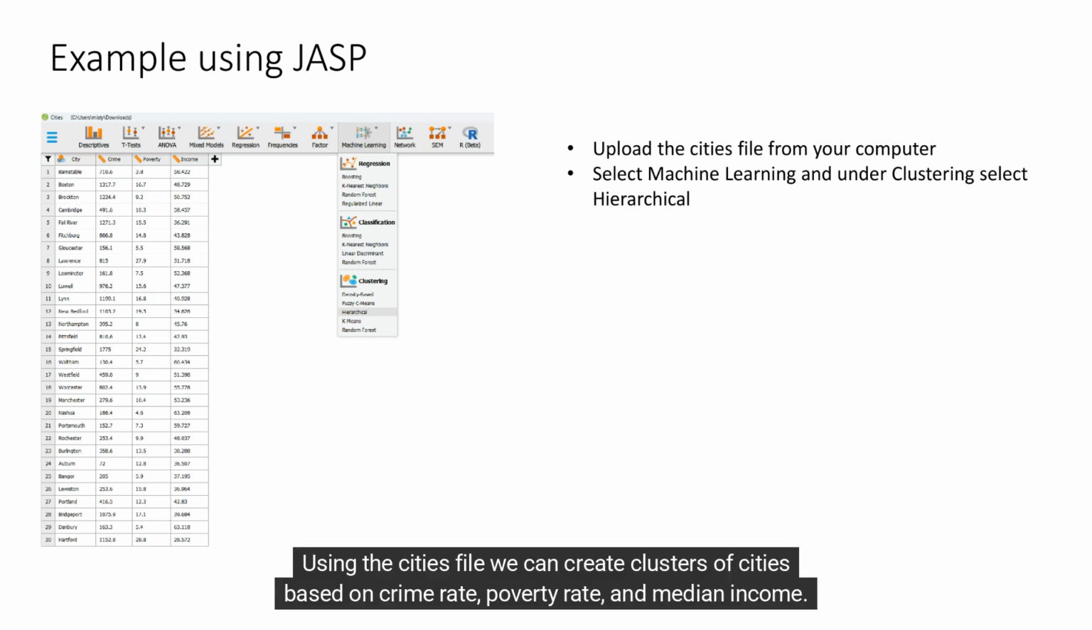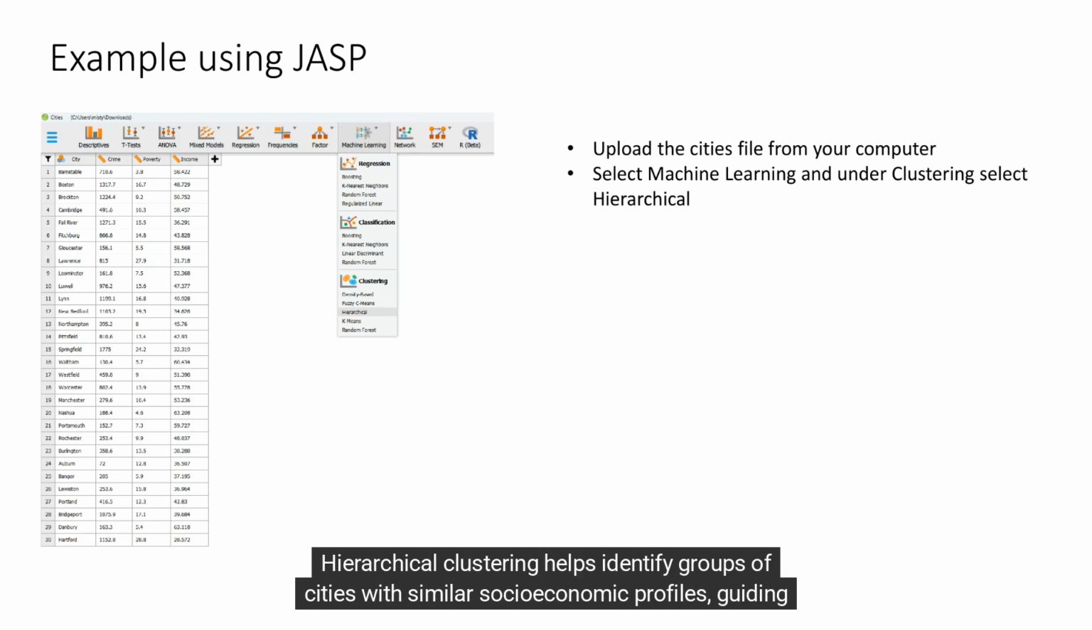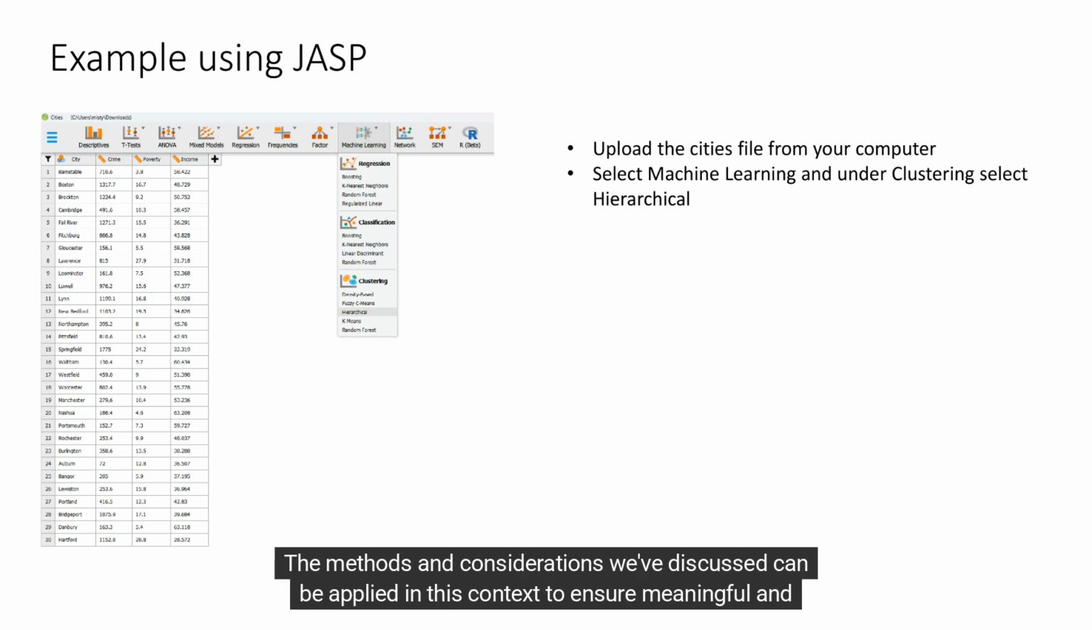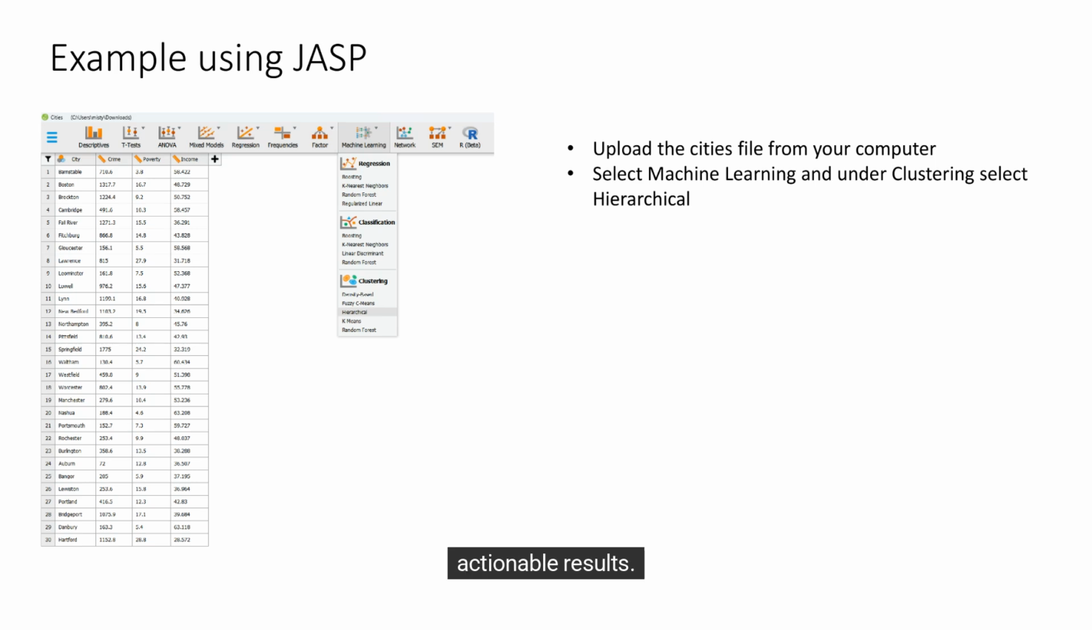Using the cities file, we can create clusters of cities based on crime rate, poverty rate, and median income. Hierarchical clustering helps identify groups of cities with similar socioeconomic profiles, guiding decisions in fields like urban planning or policy development. The methods and considerations we've discussed can be applied in this context to ensure meaningful and actionable results. Let's build the example using JASP.